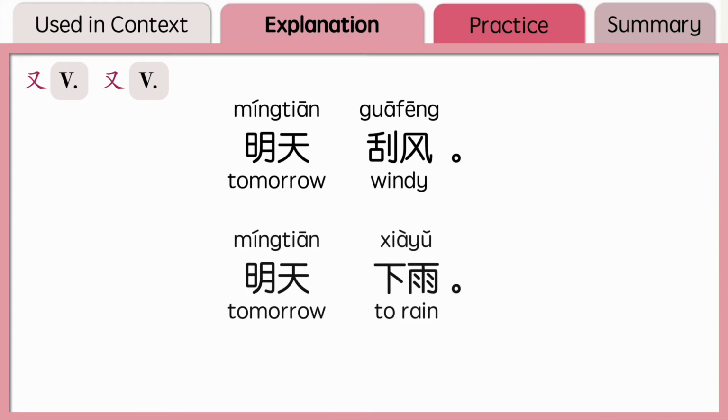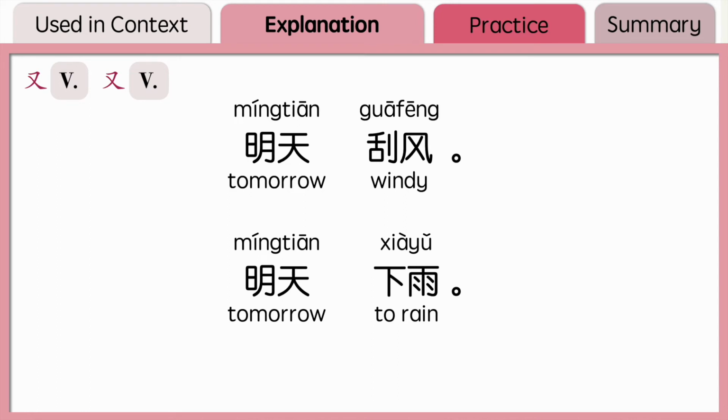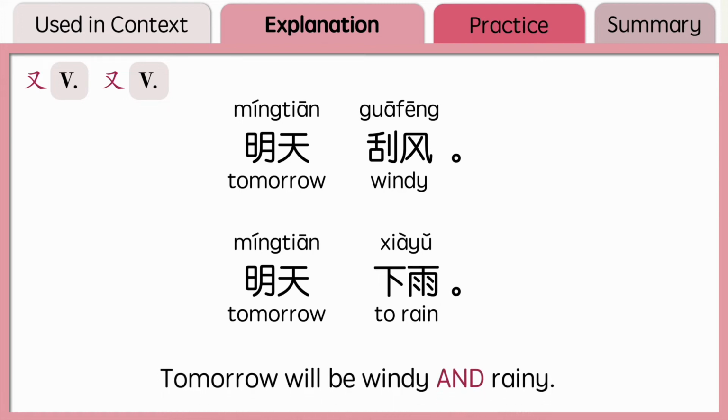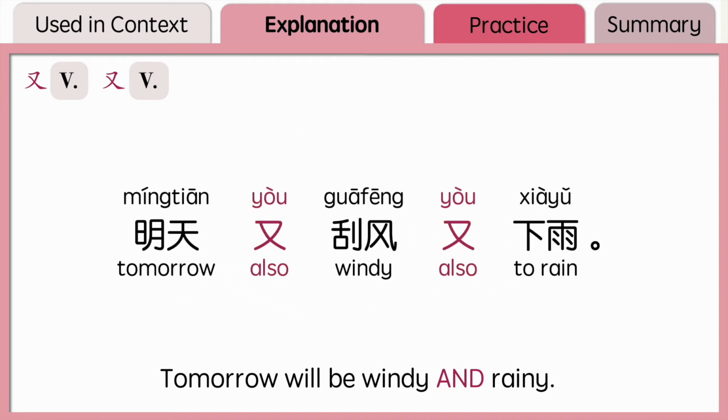明天刮风。It'll be windy tomorrow. 明天下雨。It'll be rainy tomorrow. Here you must know that even though 刮风 and 下雨 translate into windy and rainy, they are verbs in Chinese. 刮 in 刮风 means to blow, and 风 means wind. Therefore, the yo-yo structure is used to connect the two verbs in this case. 明天又刮风又下雨 means tomorrow will be windy and rainy.